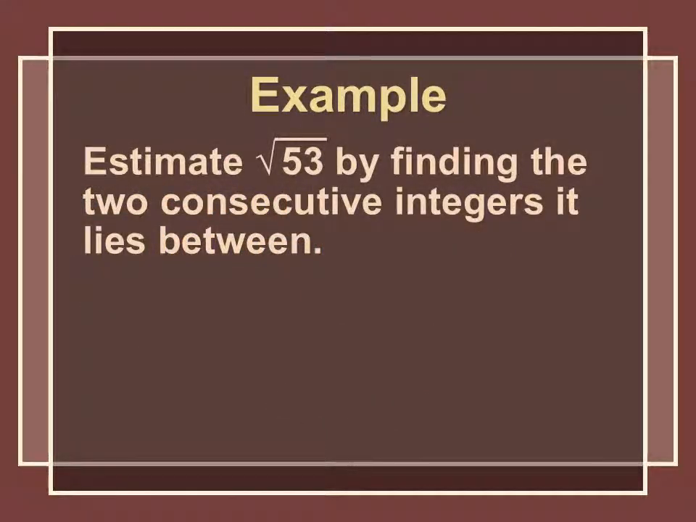All right, let's estimate the square root of 53 by finding two consecutive integers that it lies between. Go ahead and try this one on your own and see if you can get the correct answer. You should have gotten that the square root of 53 is between 7 and 8.